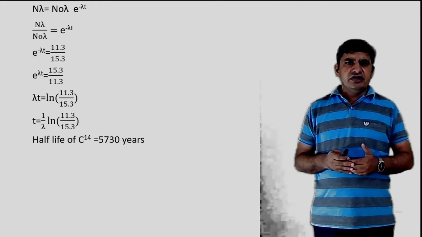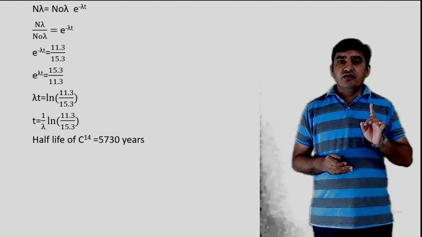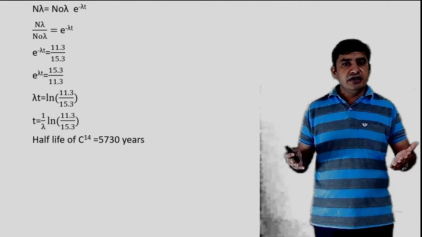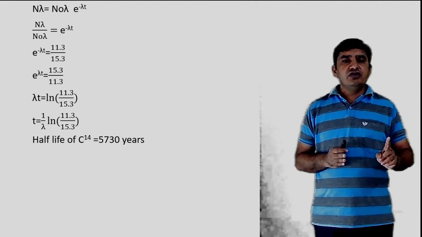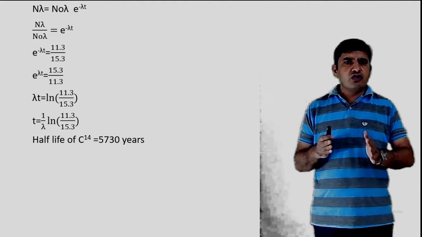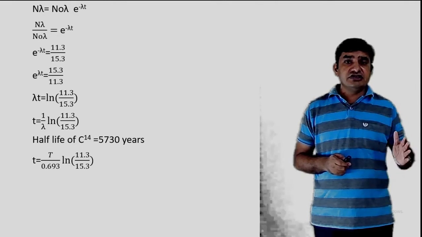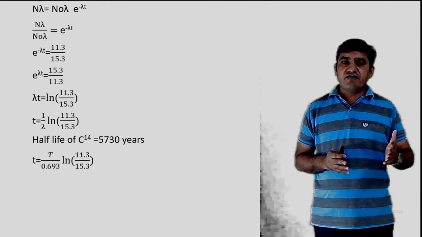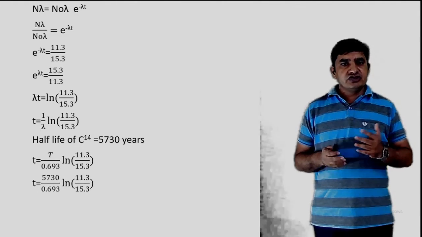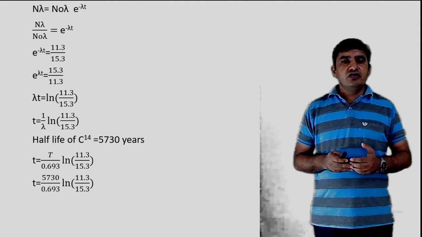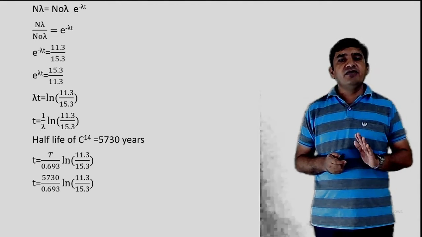And we know that the half-life of carbon 14 is 5,730 years. The half-life is the time required for a radioactive substance to disintegrate to half of its original value, and T is equal to 0.693 divided by λ. So this equation can be written as t equal to capital T, that is the half-life, divided by 0.693, into ln of 15.3 divided by 11.3. So we get t is equal to 5730 divided by 0.693 ln of 15.3 divided by 11.3.